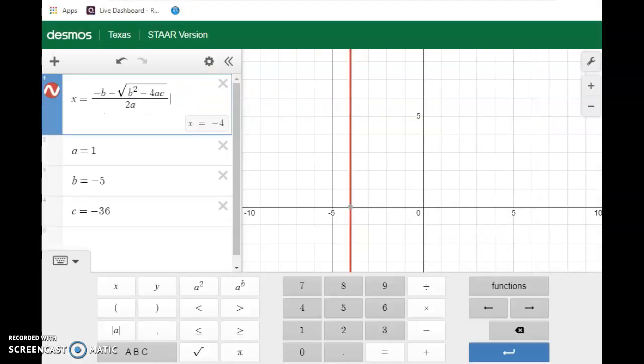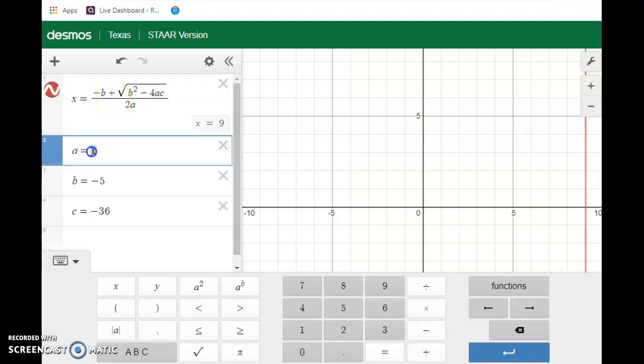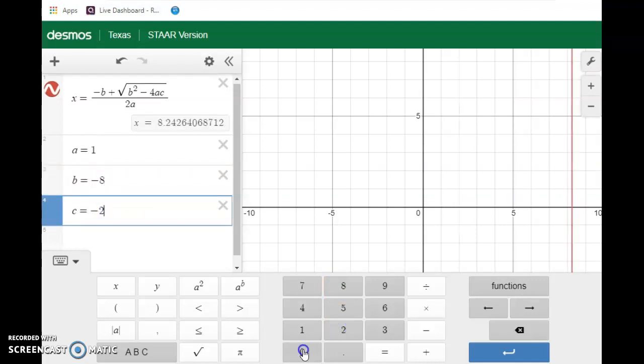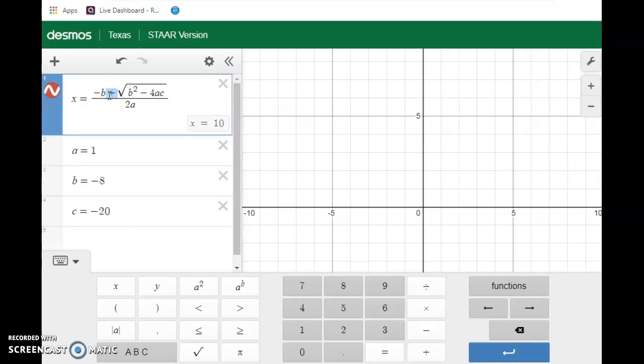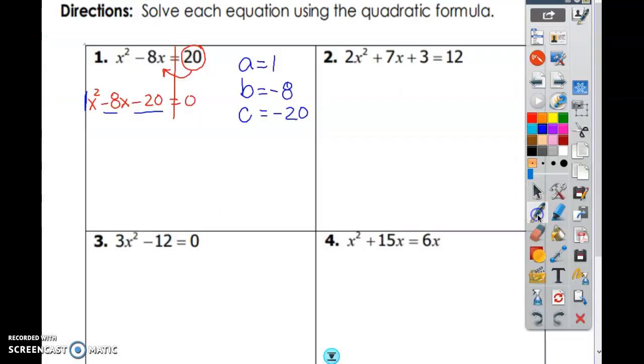Go. So let's look. Remember, this needs to be plus. Okay? Always start with the plus and then the minus. So my A was 1. My B was negative 8. And my C was negative 20. So my first answer is 10. x equals 10. Write it down. My second answer, all you have to do is change this to a minus, and that gives you the second answer. x equals negative 2. So x equals 10, and x equals negative 2.